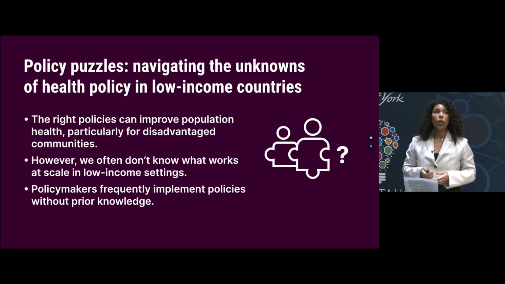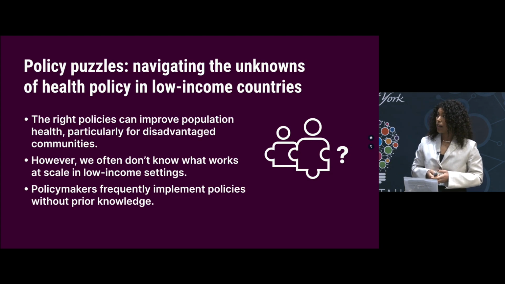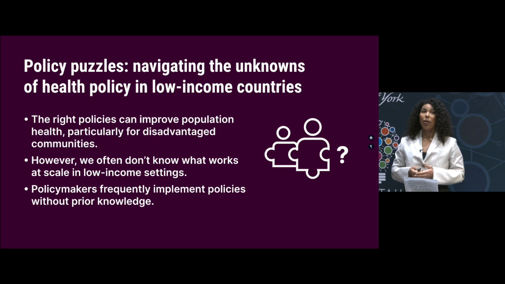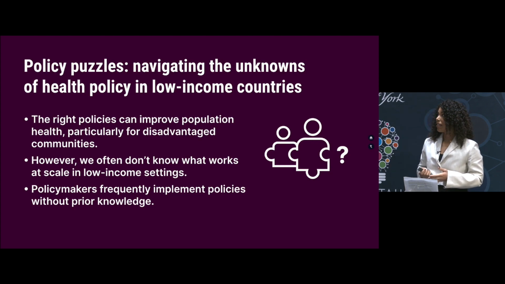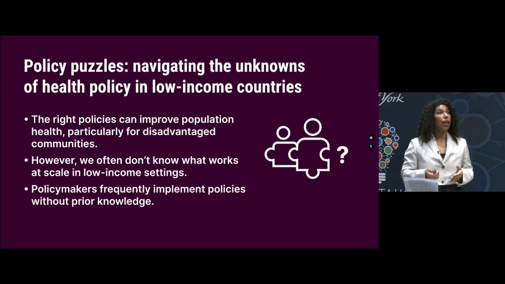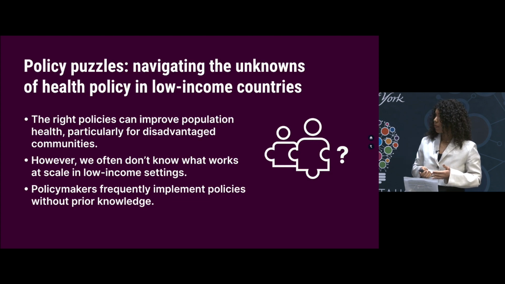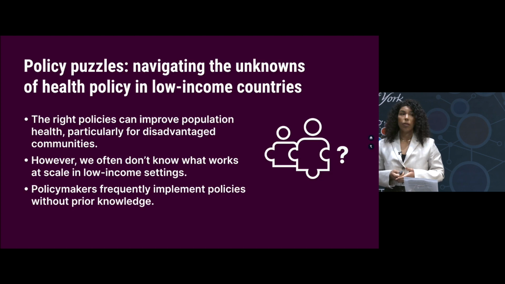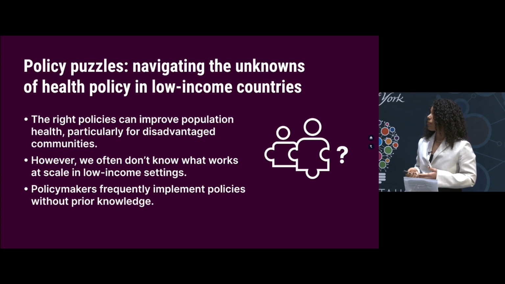But the problem is that we don't know what really works at scale in low-income settings, as we have much more reliable evidence from high-income countries compared to low-income countries. One reason for this is the lack of high-quality data covering whole countries. So policymakers often need to implement policies based on low-quality evidence, results from small-scale trials, which are very difficult to extrapolate to whole-country settings, or even anecdotal evidence.